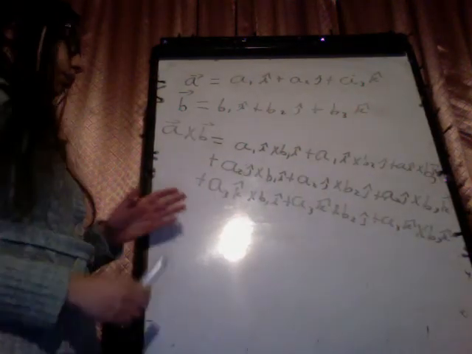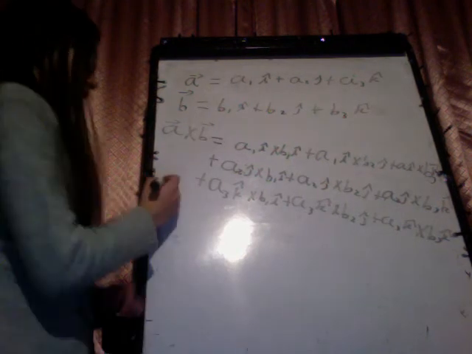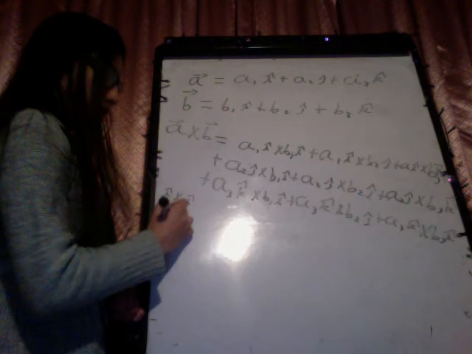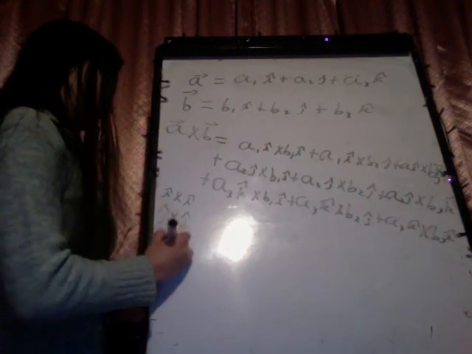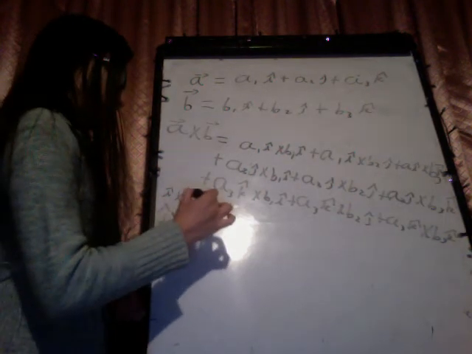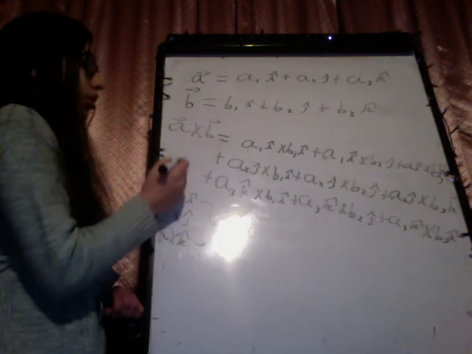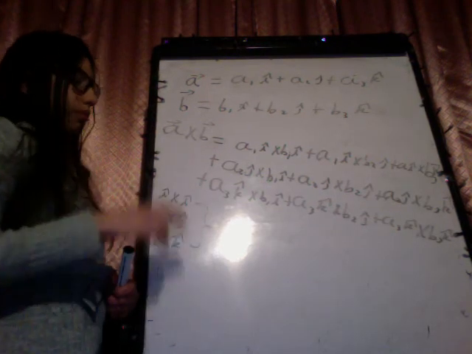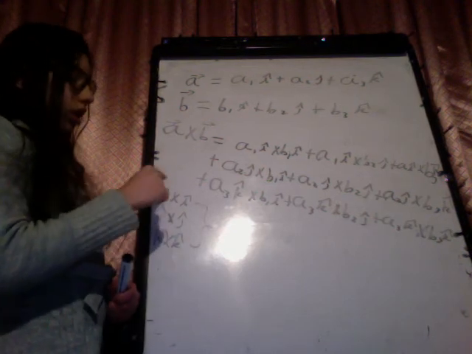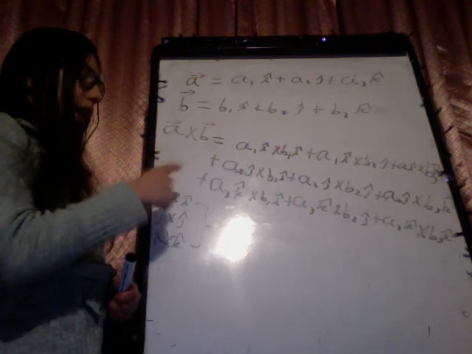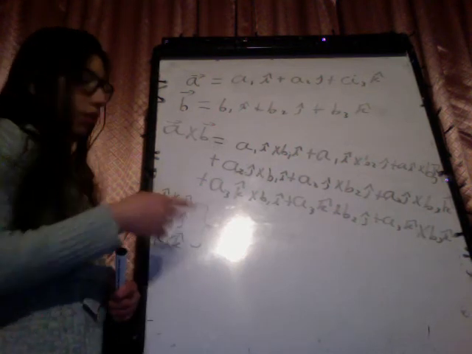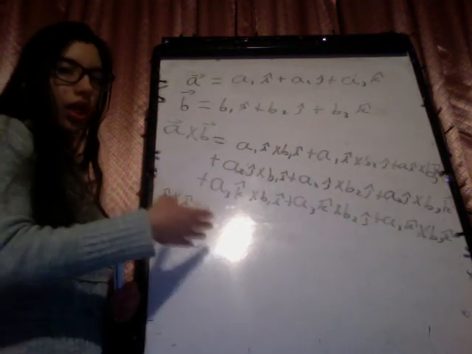Alright, so now, when we have I cross I, or J cross J, or K cross K, all of these are 0. Remember that the definition of the cross product is the magnitude of A times the magnitude of B times the sine of the angle between the two vectors. Here, I cross I is just 1 times the sine of the angle between I and I. These are at 0 degrees, so the sine of 0 degrees is 0, and so each one of these is 0.